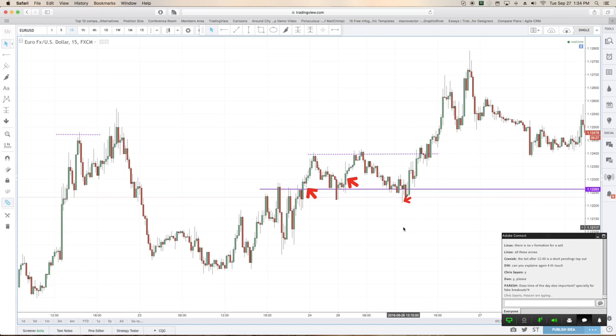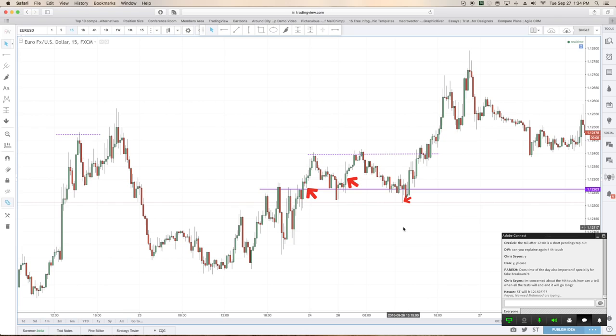Does time of day also matter, especially for fake breakouts? Paresh, no. The time of day will automatically fit in. If there's a range and a breakout happening, the breakout is happening because the markets are active. So generally you're going to be in a hot session when the breakout happens.